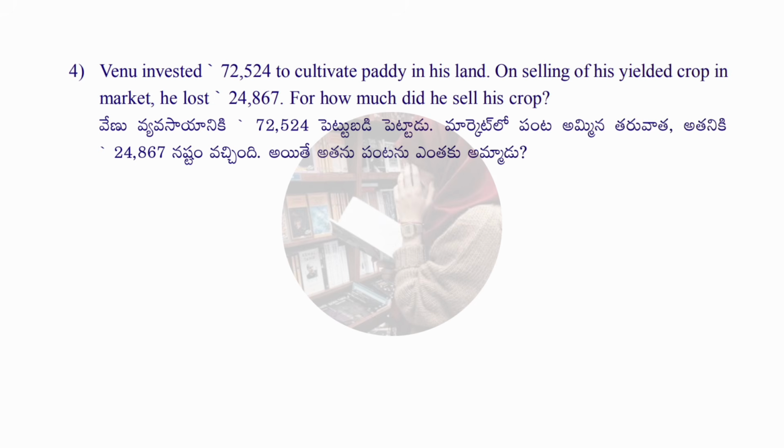So here the question is, Venu invested 72,524 to cultivate paddy in his land. On selling his yielded crop in the market, he lost 24,867. So how much did he sell his crop for? Okay, let's see the answer.